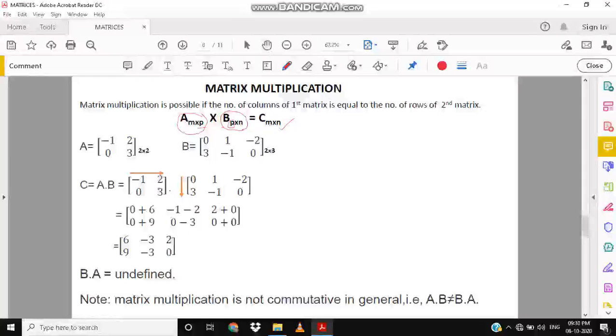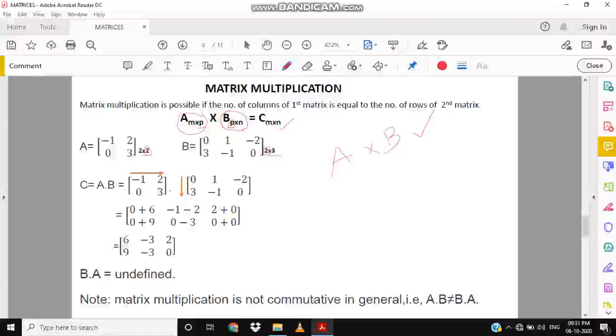Okay, here is one such example. A is given to you and B is over here. Here the number of rows and columns for A is 2 cross 2 and for matrix B it is 2 cross 3, right? You see here the number of columns for matrix A is 2 and the number of rows for matrix B is also 2. Therefore, this multiplication A into B will be possible, because it has satisfied the condition.